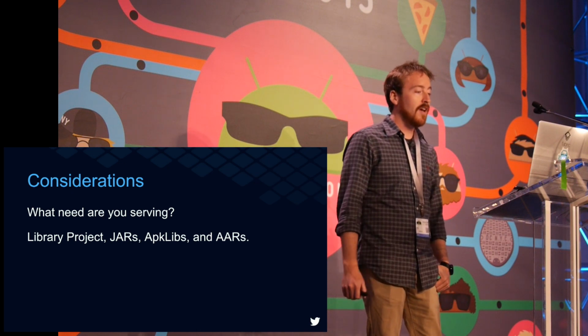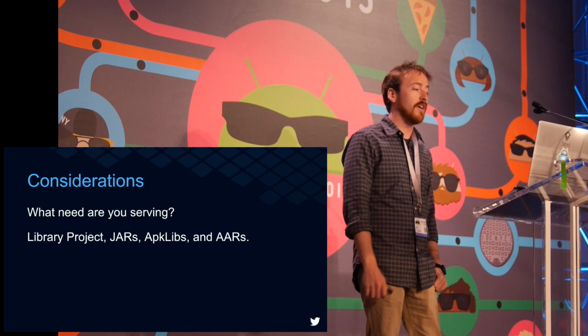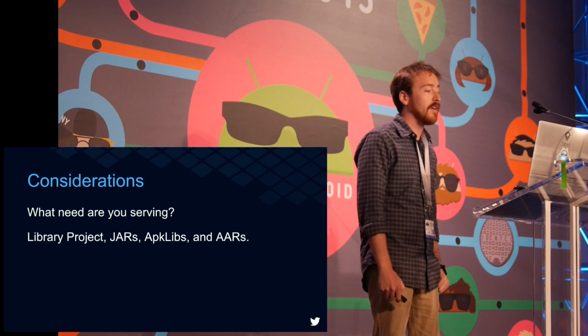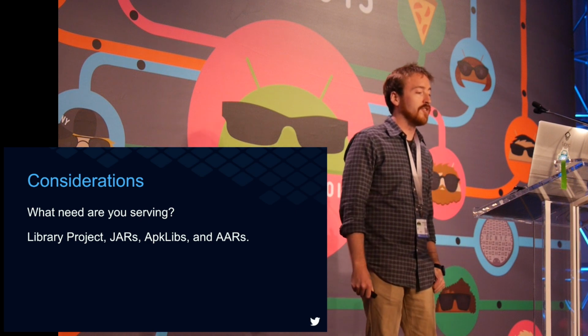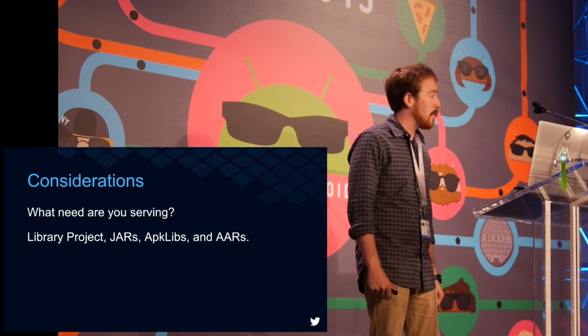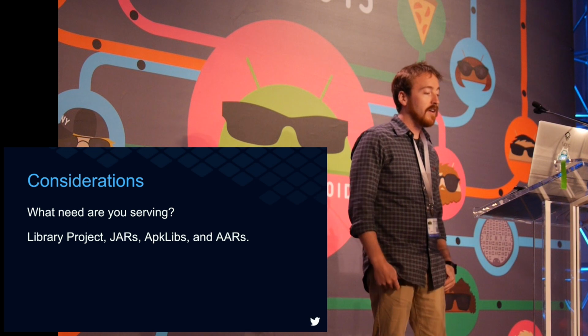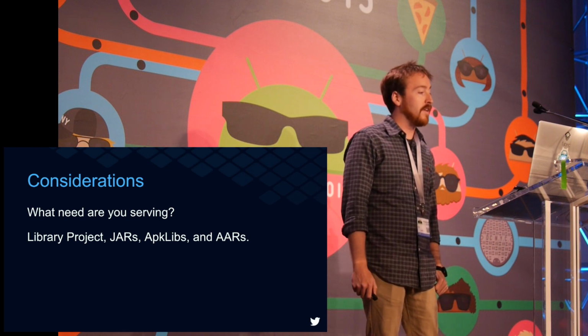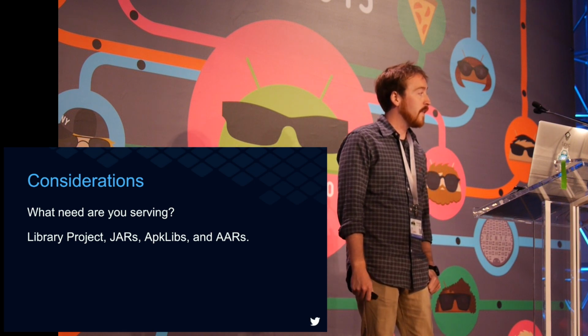Jars are a great option, but they don't include a way to include Android resource files. This rules them out for any view-related library. The APK-lib was introduced as a community-focused approach of zipping up a library project and delivering that via Maven. It's not widely supported. I wouldn't recommend it. It's not the sanctioned way of doing things now.